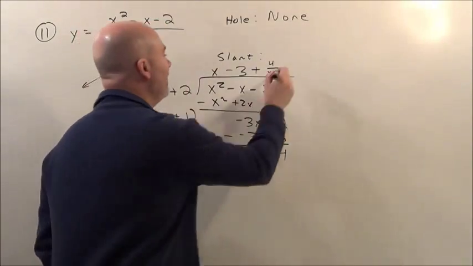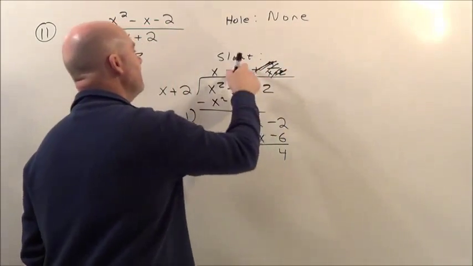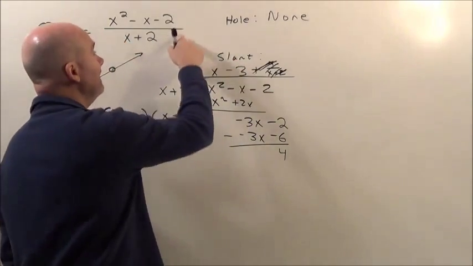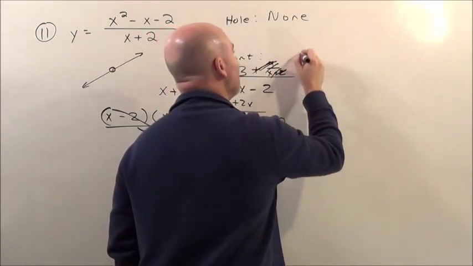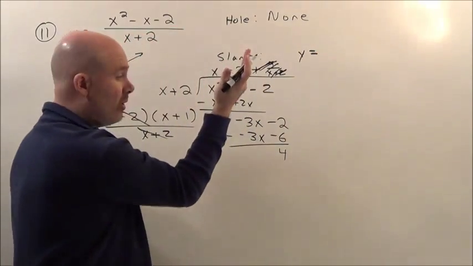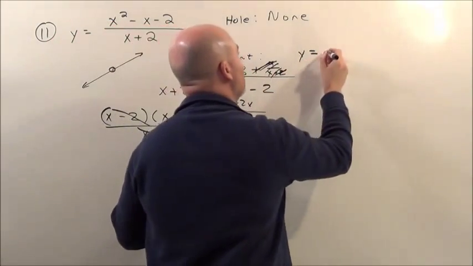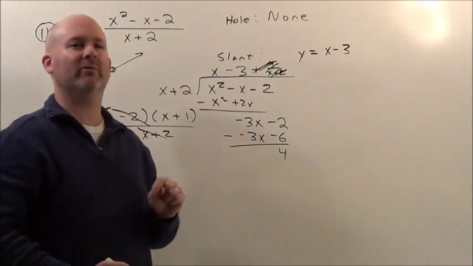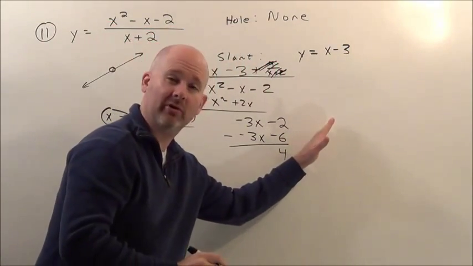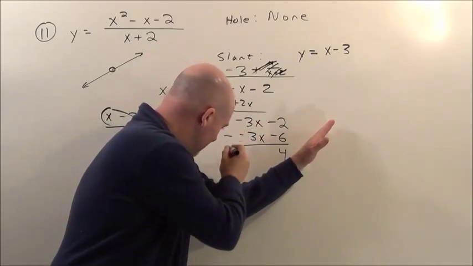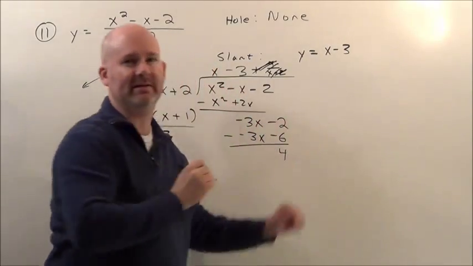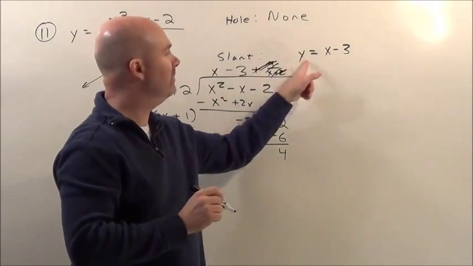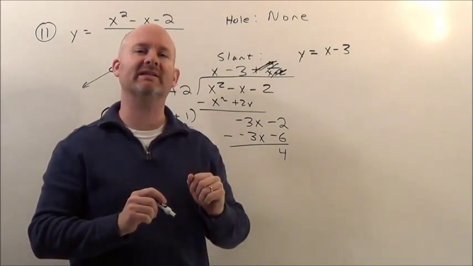Here's the nice part. We don't care about the remainder. This right here is going to be our slant asymptote. You and I, in this problem, are going to have a slant, this diagonal asymptote, at the line y equals x minus 3. That is where we're going to have this asymptote occurring. And some line's going to come and scurry right along it. There you have problem 11. There is no hole, but there is a slant at y equals x minus 3.